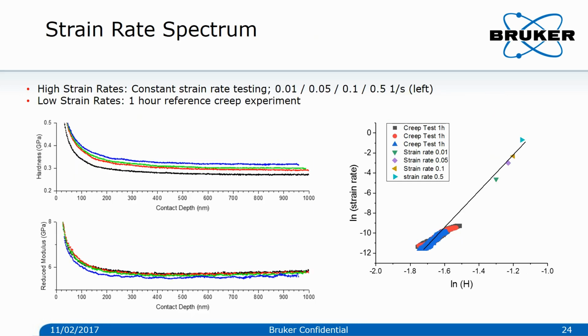Similar to the PM2000 alloy, we can plot these creep tests in the log strain rate versus log hardness plot, and the constant strain rate tests from 0.01 to 0.5 per second are plotted as dots on the top right, while we also performed a 1-hour creep rate experiment. All of these experiments fall on one line, which indicates that we have one creep process going on in the sample.